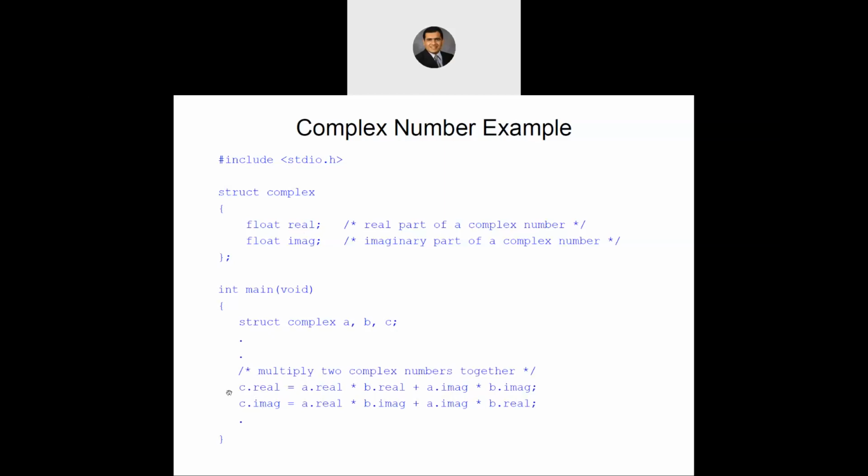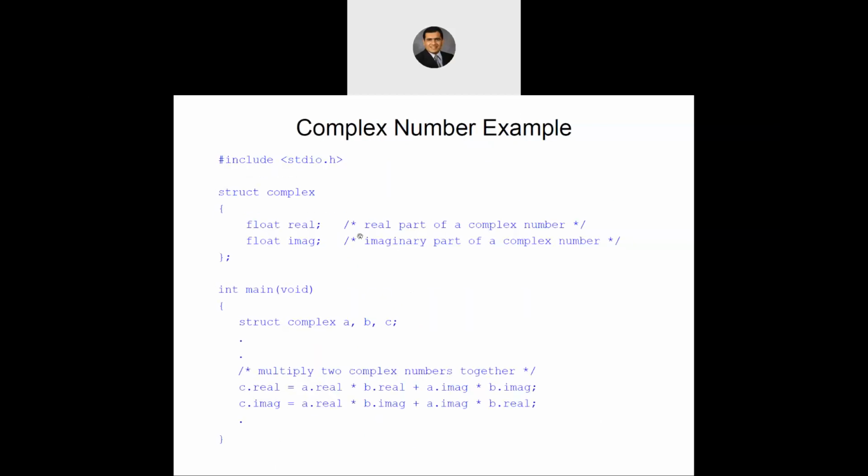So every time you say C.real, that means it's a separate entity inside your memory. A.real is another separate location in your memory. So this is the sophistication of your structure. And they need not be the same data type, my dear students. They can be different data types, all inside the same structure, something that you cannot do with an array.